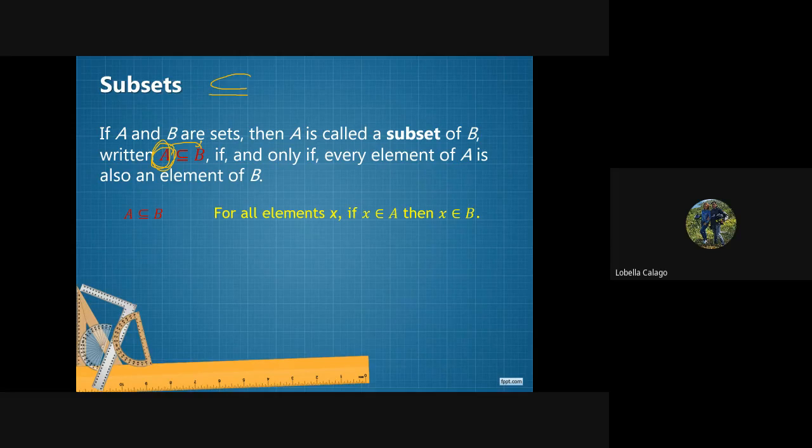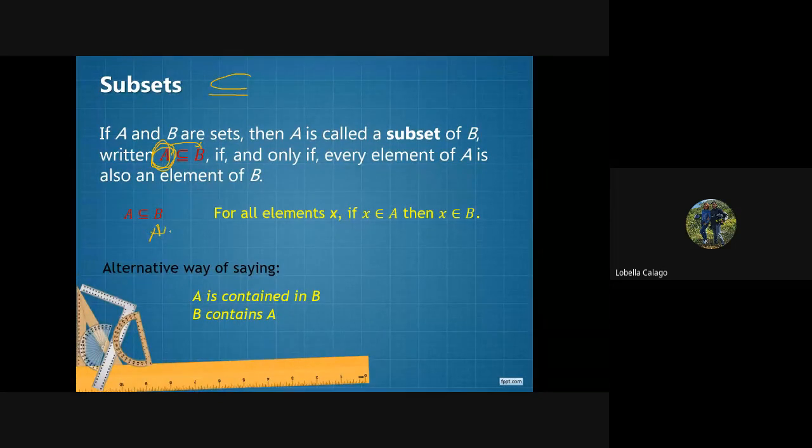So yan. For all elements X, if X is an element of A, then X is an element of B. So A is contained in B or B contains A. So yun yung ibig sabihin. So ibig sabihin, para magiging subset si A, pag meron siyang 1, 2, si B dapat meron ding 1, 2. Pero it doesn't mean 1, 2 lang siya meron. Pwede siyang possibility 1, 2, 3, and so on. Kasi importante, lahat ng meron si A ay nandoon sa B para magiging subset po siya.